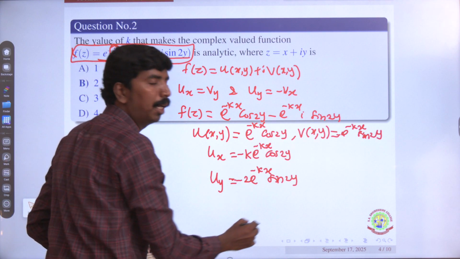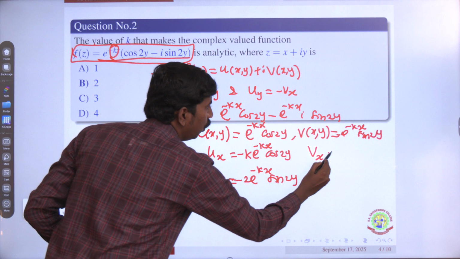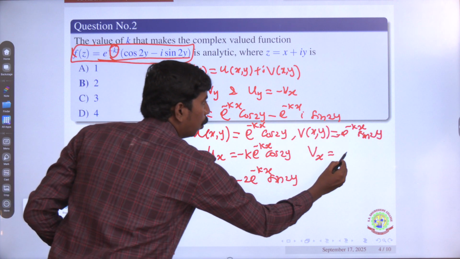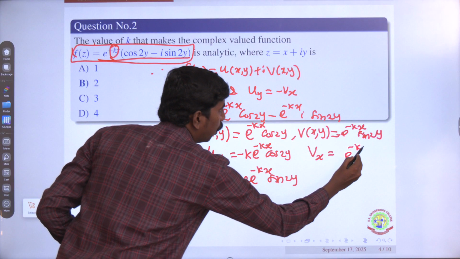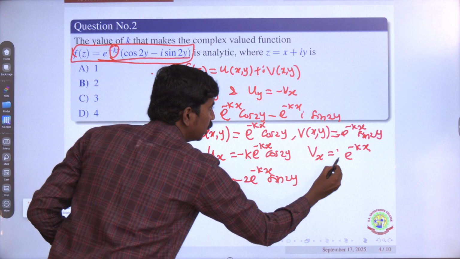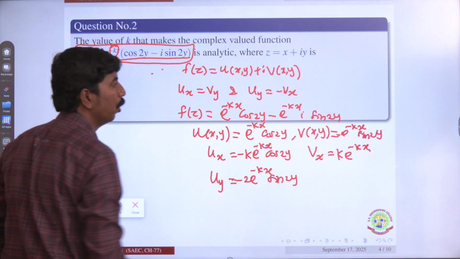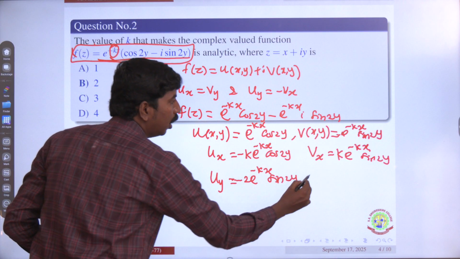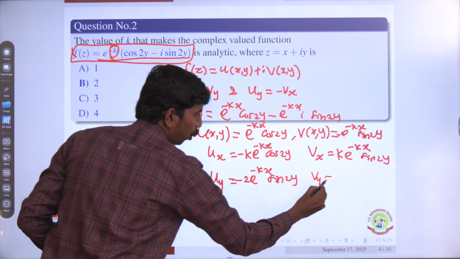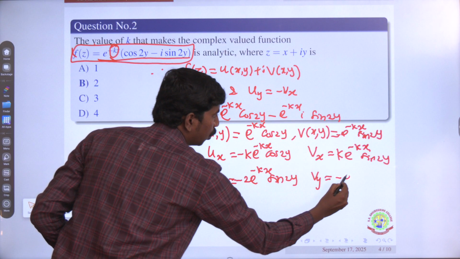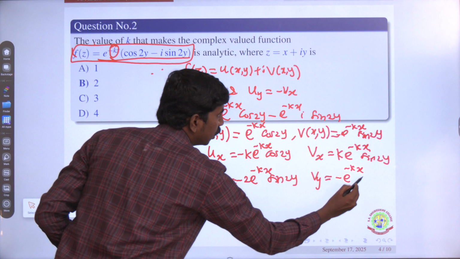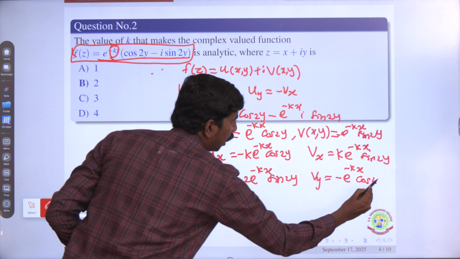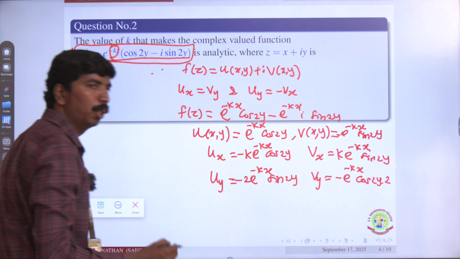And similarly I will find out here what is Vx. So Vx, I will differentiate with respect to x. So e power minus kx, then minus k will come. So already one minus, therefore it will become plus, into sin 2y as it is. Then what about Vy? So I will find out Vy, differentiation with respect to y. So minus e power minus kx as it is, differentiation of sin 2y is cos 2y into 2.